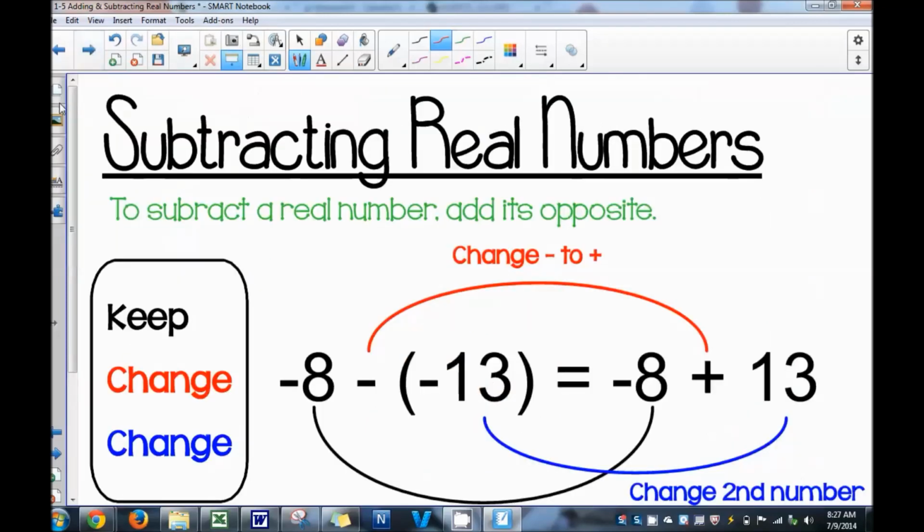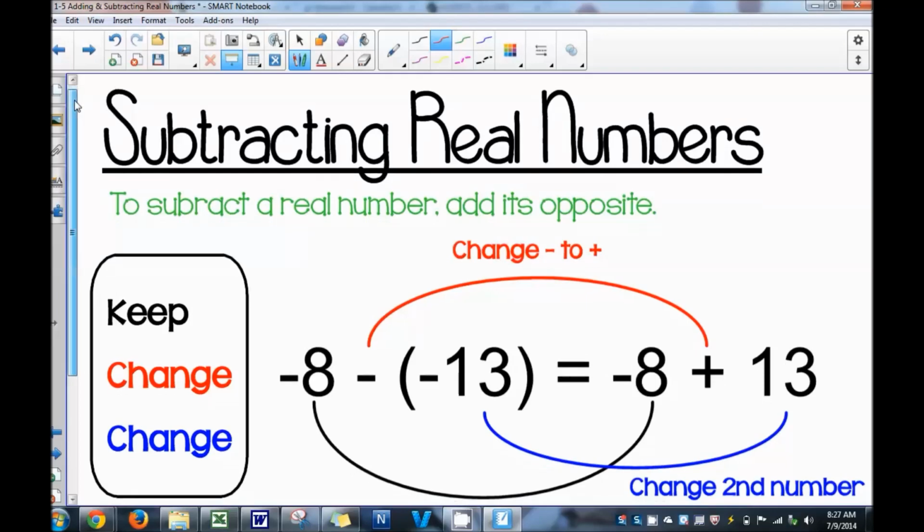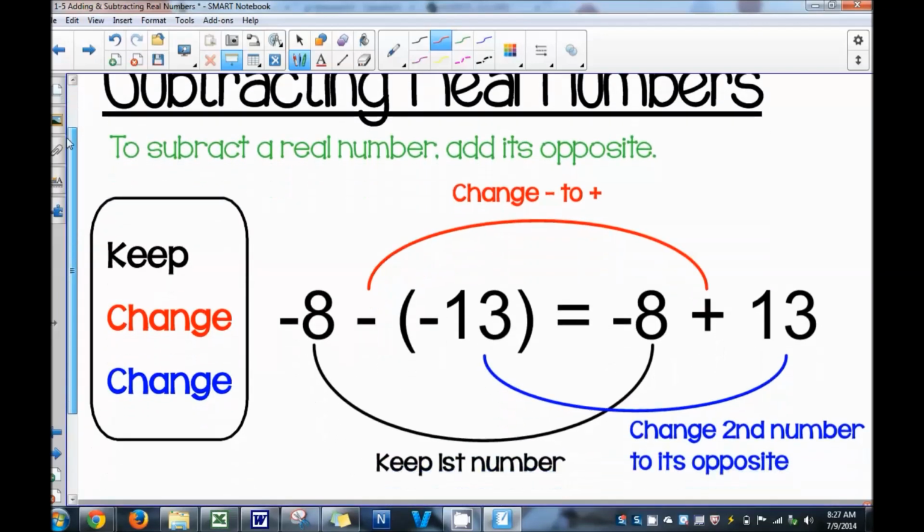So for subtracting real numbers, this is where you're adding its opposite, and this is where you have the keep, change, change, and we can sing keep, change, change. If you were a friend of mine last year and you got to hear that from me, or maybe Miss Pace or Miss Jones, or Miss Carnes, whoever else, they might have taught that to you as well. But we'll have a good singing time with this, and we'll dance around with it.